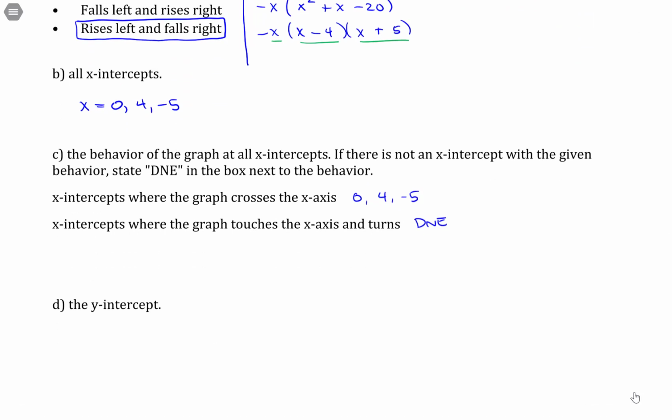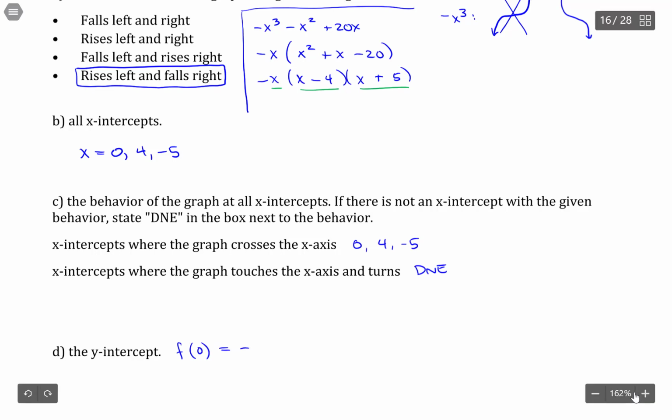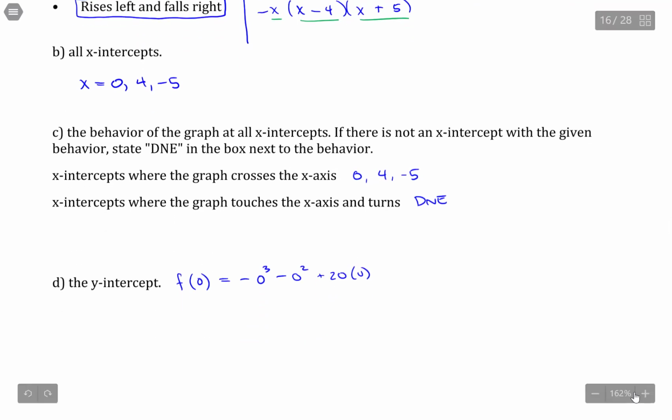Lastly, the y-intercept. So the y-intercept is the value of the function evaluated at 0. So our function being negative x cubed minus x squared plus 20x, we get negative 0 cubed, minus 0 squared, plus 20 times 0. Because all of these terms had a factor of x, they all end up with a factor of 0, and therefore it evaluates to 0. And all that means is the graph itself actually passes through the origin, and that's its y-intercept.